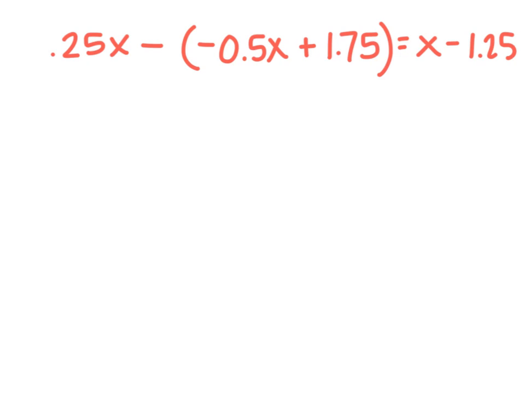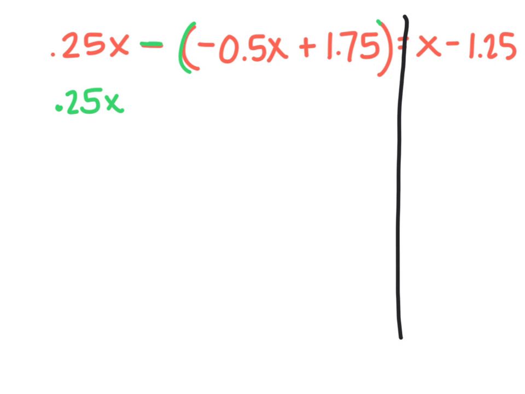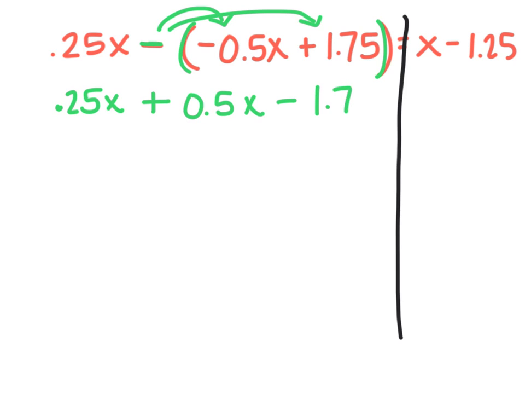Now this one's a little bit longer, so you might want to push pause and write this problem down. Okay, I'm going to just draw my line down. All right, first thing that I want to do is simplify. So it starts out as 0.25x. I'll just keep that. And then it says minus everything inside there. So do the opposite of everything inside there. So the opposite of negative 0.5x is plus 0.5x. And then the opposite of plus 1.75 is minus 1.75.